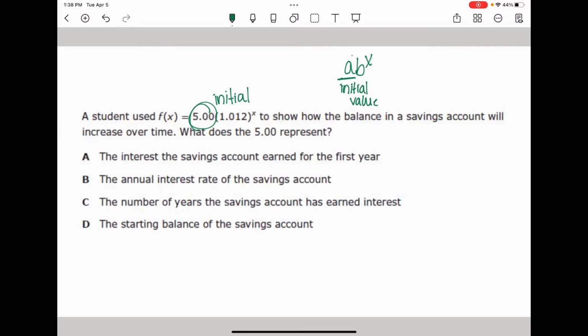So it says, is it the interest the savings account earned for the first year? No. The annual interest rate, that's incorrect because the interest rate would be related to the growth rate. The number of years the savings earned interest, that's incorrect because the number of years is the value of x. The starting balance of the savings account is correct because that's our initial value.